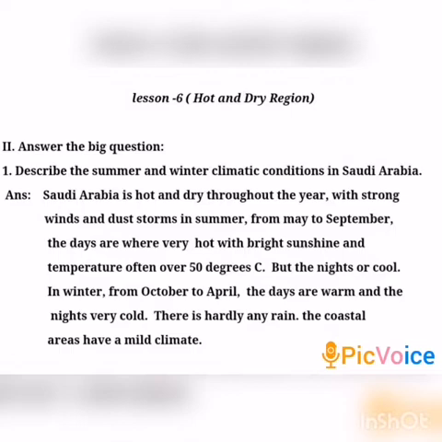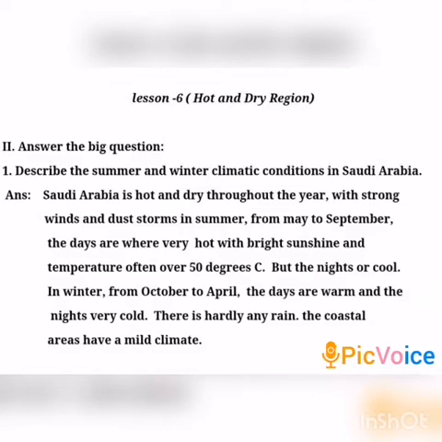First question: describe the summer and winter climatic conditions in Saudi Arabia. Say it again: describe the summer and winter climatic conditions in Saudi Arabia. Answer: Saudi Arabia is hot and dry throughout the year with strong winds and dust storms in summer. From May to September, the days are very hot with bright sunshine and temperature often over 50 degrees Celsius. But the nights are cool. In winter, from October to April, the days are warm and the nights very cold. There is hardly any rain. The coastal areas have a mild climate.